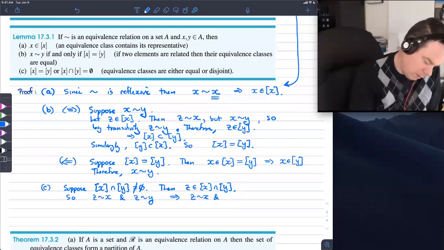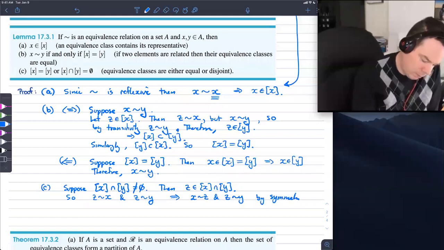But that means that Z is related to X and, actually, I want to switch the first one. Due to symmetry, X is related to Z and Z is related to Y. So that's by symmetry. And because X is related to Z and Z is related to Y, we have X is related to Y by transitivity.